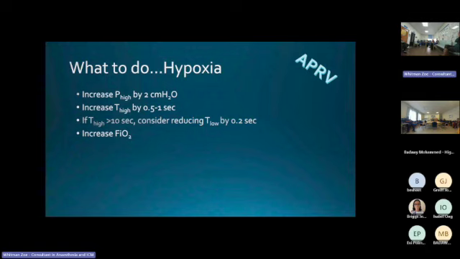Okay, if they're hypoxic and they're on APRV, then go up, reduce whatever weaning they've had on before, increase their P high, and potentially adjust their T high, and then increase their FiO2 just to try and improve it again, basically.